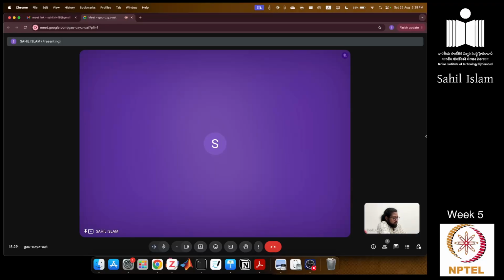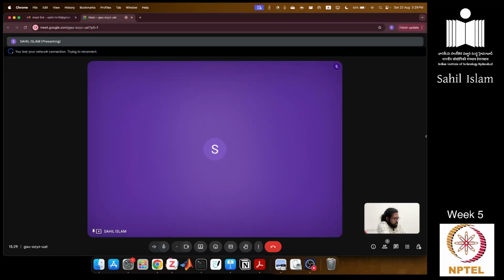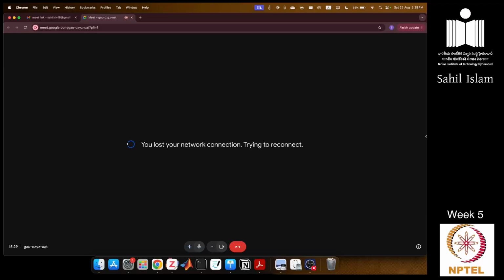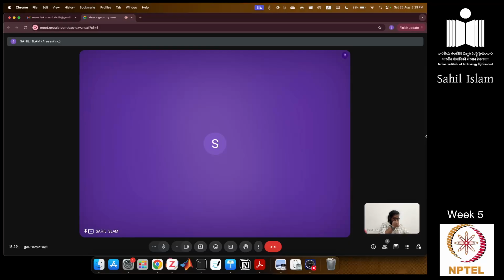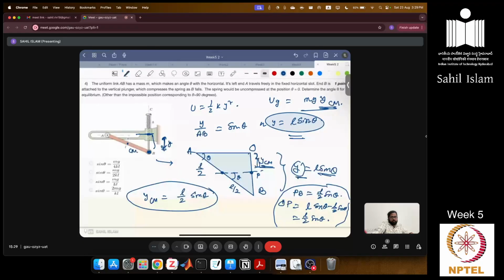So to calculate it, you can write it like P. Then PB becomes L by 2 sin theta. Then OP becomes L sin theta minus L by 2 sin theta, which is L by 2 sin theta. If you want to have proof. So we have y equal to L sin theta, and this y center of mass we have found is L by 2 sin theta.